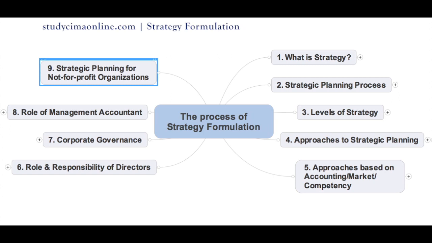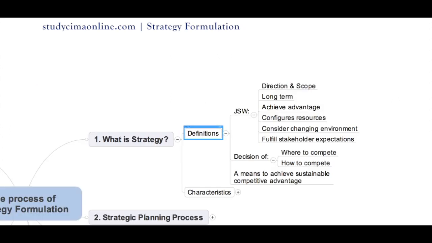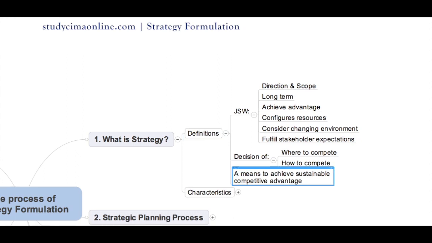Let's take a look at the first section. What is strategy? There are many definitions of the word strategy. In simple terms, it is a set of actions needed to achieve an objective with specified timelines and resource requirements. In a more complicated and long-term oriented business organization, strategies can be the long-term plans to achieve competitive advantage.